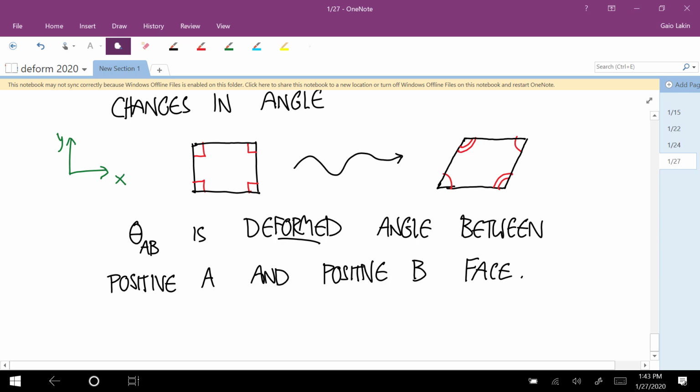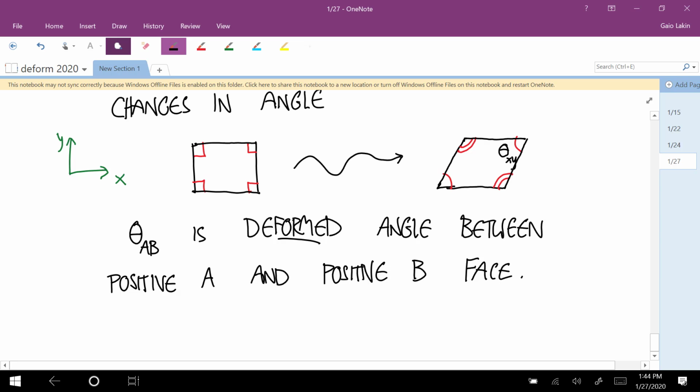Don't use this one and this one because those are the negatives. We want to use the positive X and the positive Y face. Okay, and we're looking for the angle between the positive X and the positive Y face. So after the deformation, this is the positive X face. This is the positive Y face. So this angle here is our theta XY.